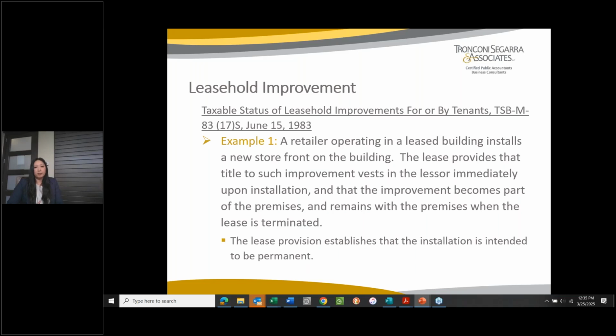So here's an example of language where the wording in the lease supports the installation being permanent. The operator of the building installs a new storefront on the building. And the lease says that the improvement is owned by the lessor right after installation, and it becomes part of the premises and remains there after the lease is terminated. So this wording in this lease would support that the work is permanent and it would be an exempt capital improvement.